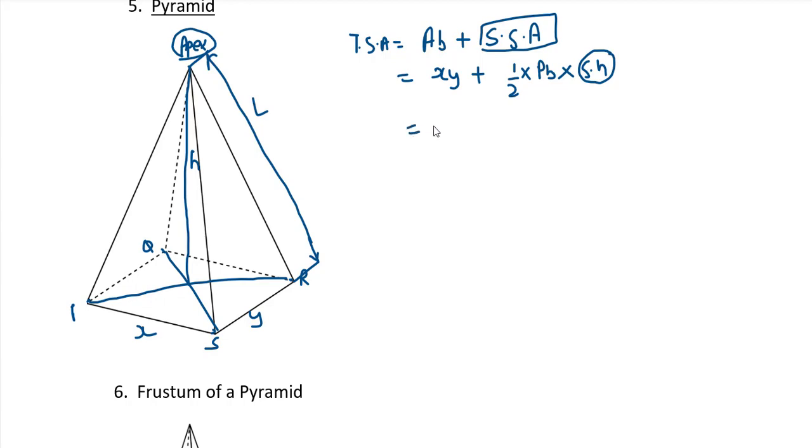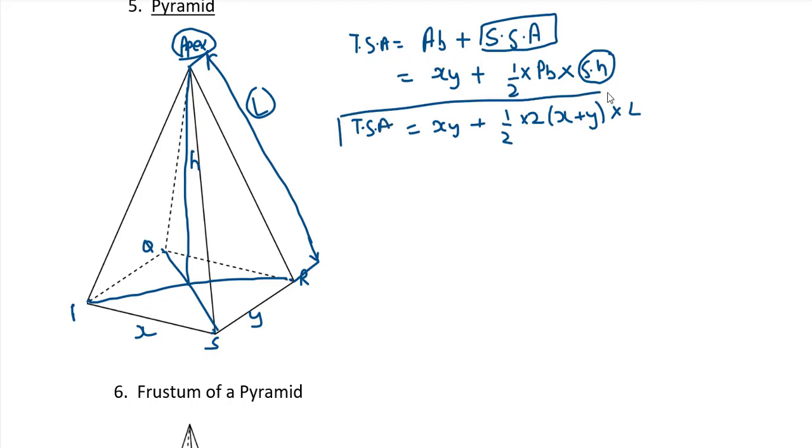So the total surface area will be the area of the base, which is x into y, plus half into the perimeter of the base. The perimeter of a rectangle is given by 2 times x plus y, into the slant height. The slant height is nothing but L. In this way you can calculate the total surface area of a rectangular pyramid. Had this been a square pyramid, all you would have to do is substitute the area of the base as the area of a square, which will be x square, and for the perimeter we would use the perimeter of the square, which will be 4 times x.